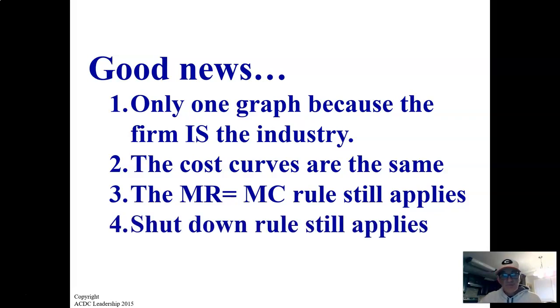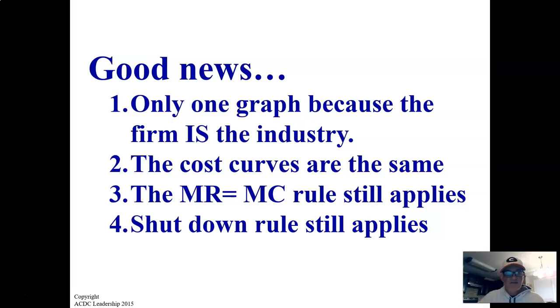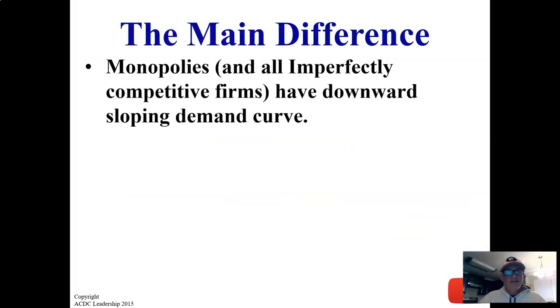Okay, and then even for a monopoly, the shutdown rule still applies. So those are the big characteristics of graphs. One graph, cost curves are the same, MR equals MC still applies, shutdown rule still applies. All right. The main difference is monopolies are going to have a downward sloping demand curve.